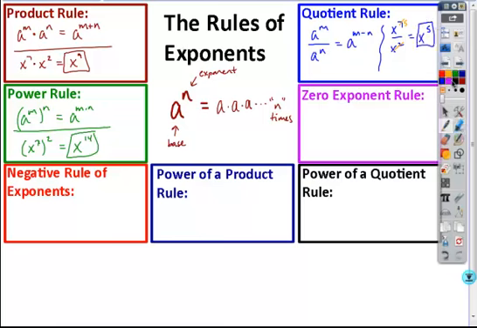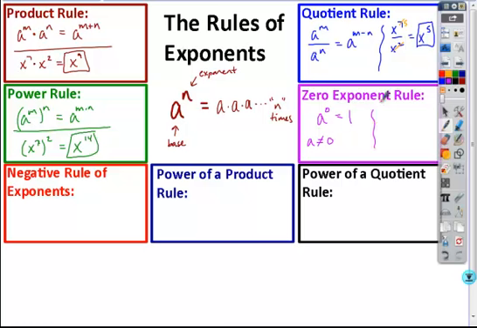The zero exponent rule. If you take any base to the power of 0, that's always going to equal 1. The only extra condition is the base itself can't be 0. But it can be a positive number, a negative number. If you take it to the power of 0, then your overall value is 1.